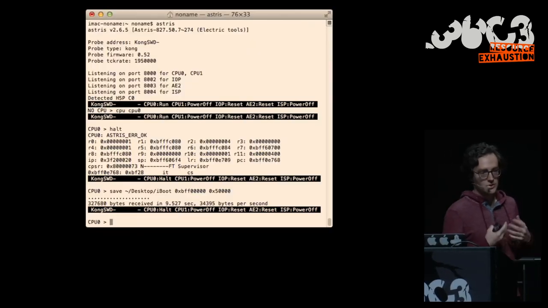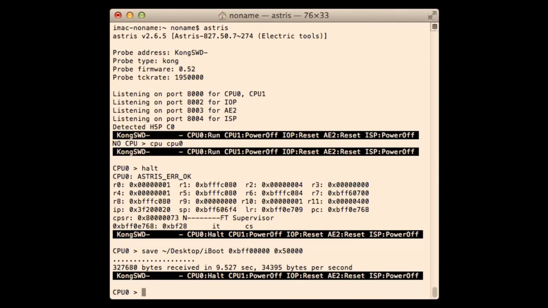And on the laptop, you would typically run software. For example, there's this tool which you can find online called Asterisk. This is not software which Apple is willingly distributing. This is, as I understand it, leaked code. So it's not something which is sanctioned. But there are people who are able to obtain this software and use it to operate these debug probes.